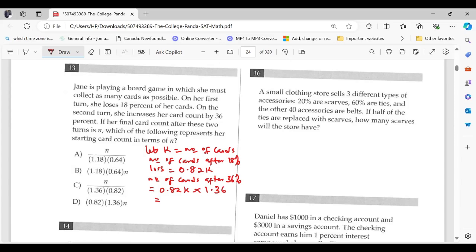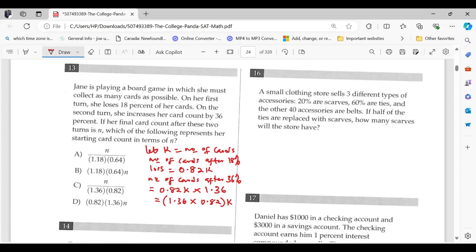Okay, so we have this, which gives us, here we can write 1.36 times 0.82 and put K out. Of course, this is multiplication. So this K can actually be taken out. We remember that we say number of cards equals this, okay?